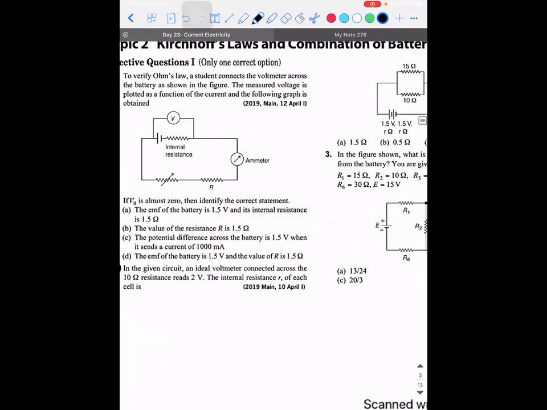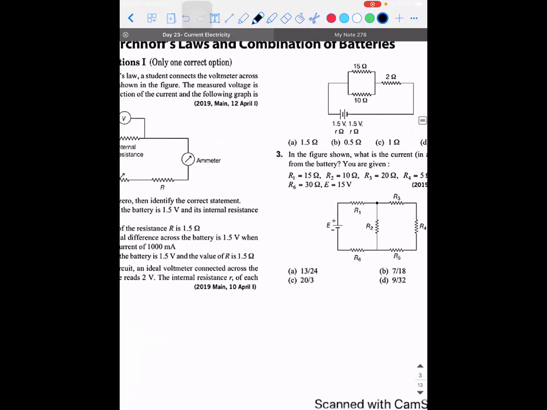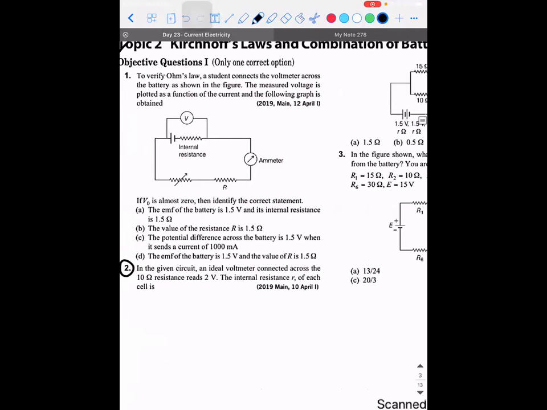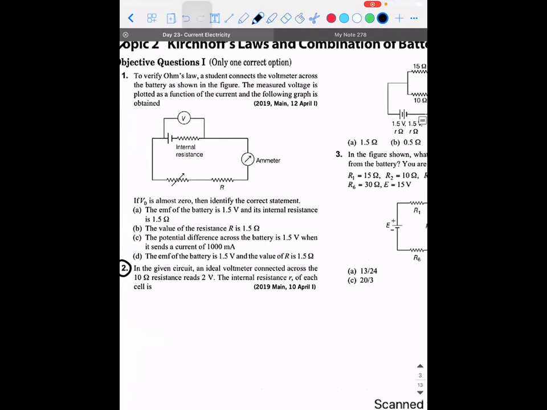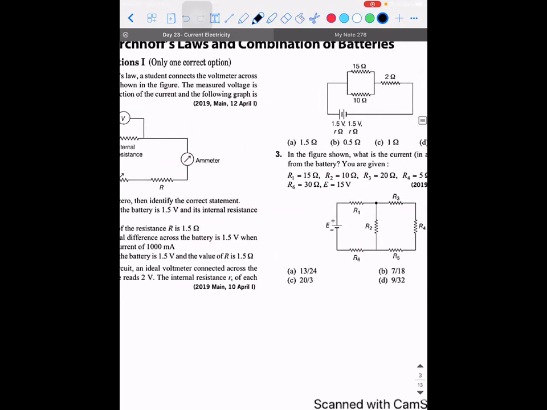Let's read the question again. In the given circuit, there is an ideal voltmeter which is connected across the 10 ohm resistor. It reads 2 volt. The internal resistance R of each cell is how much? Each cell has a potential difference of 1.5, so together this is actually a 3 volt battery. Correct? It's a 3 volt battery.